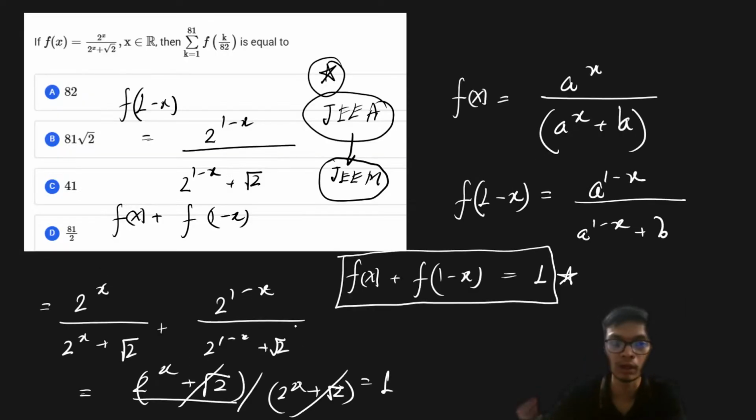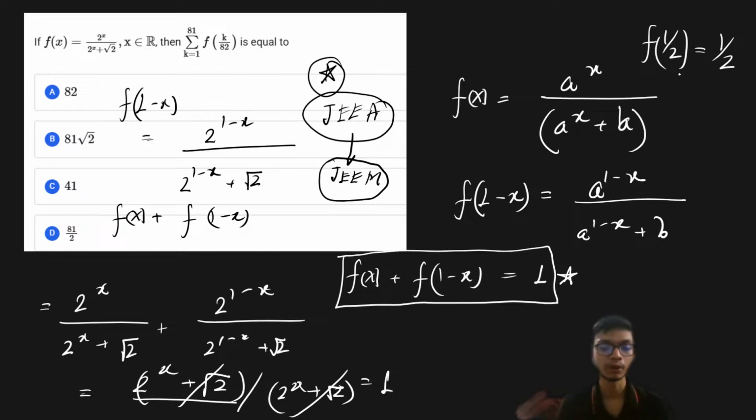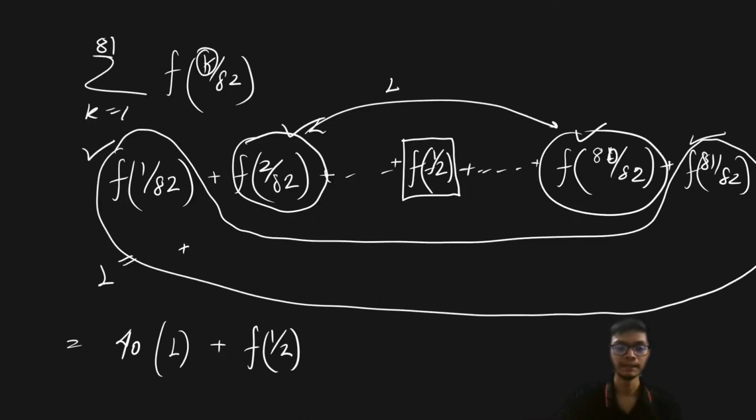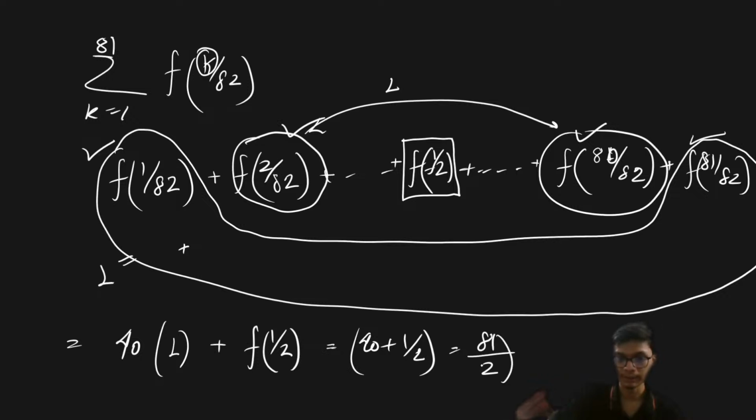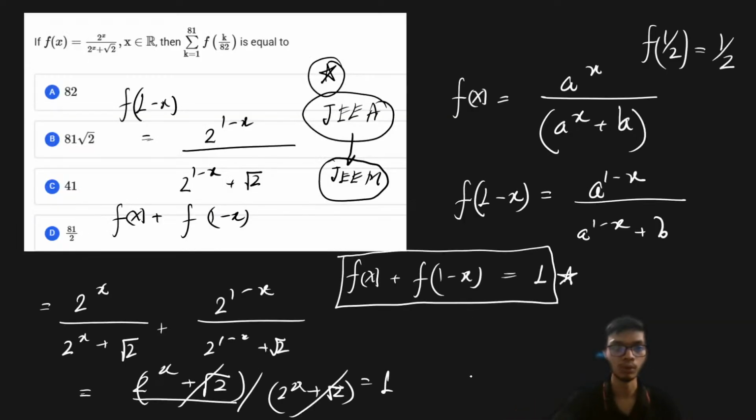And for f of 1 by 2, we can always put that back in this particular equation, and you will find that f of 1 upon 2 is simply equal to 1 upon 2. You can just check it. So from here, this particular summation is going to be 40a plus 1 upon 2, and that is basically equal to 81 upon 2. And so from here, we will see option number D is going to be the correct answer for this particular problem. I hope this part is clear to all of you.